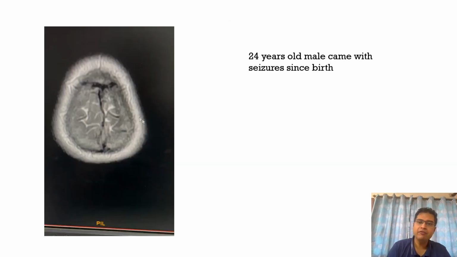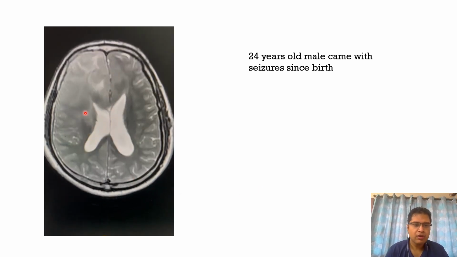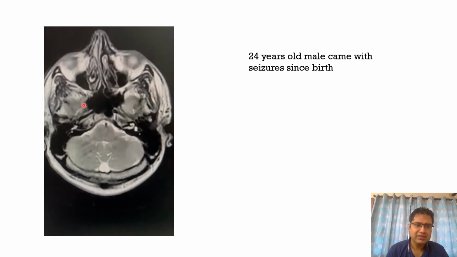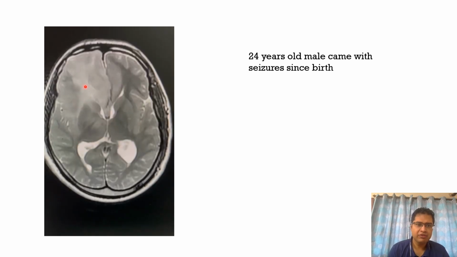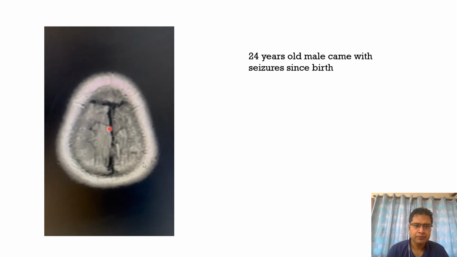Here we have a 24-year-old male who came with complaints of seizures since birth, and this is the MRI done for this patient. These are the axial T2 weighted images where we can see that there is extensive edema and hyperintensity in the white matter of the right frontal region, along with some cortical thickening in the parafalcine region.